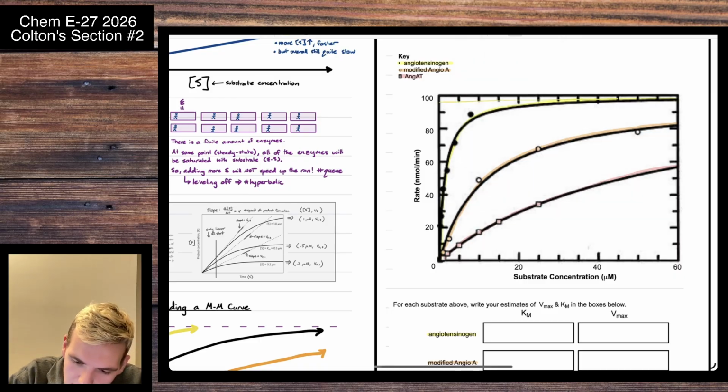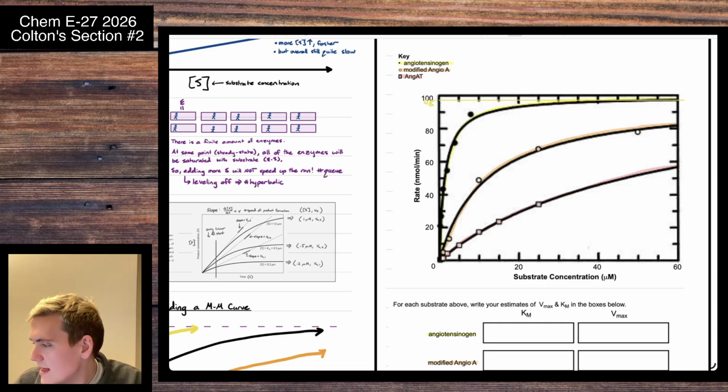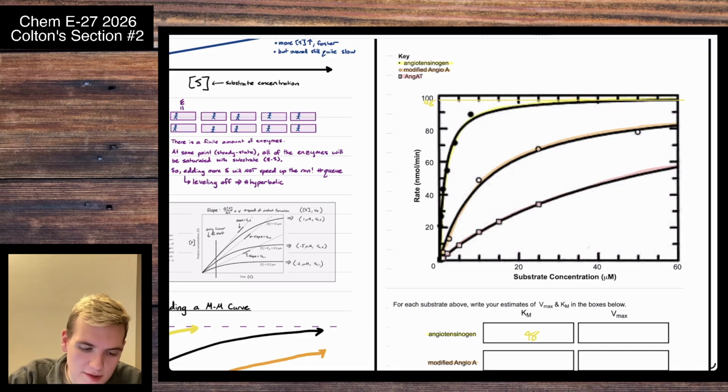So, I'm going to estimate the Vmax for this yellow one here to be, I don't know, 98? Something like that. And the key, they put 95 to 100. So 98 would get full points. Oh, and I wrote it in the wrong box, though. So 98, that's our estimate of Vmax.